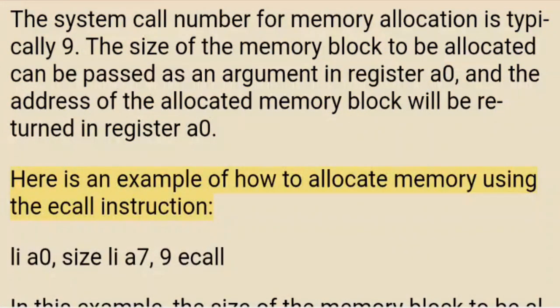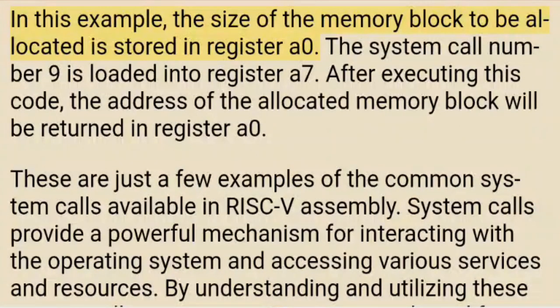Here is an example of how to allocate memory using the ecall instruction. li a0, size li a7, 9 ecall. In this example, the size of the memory block to be allocated is stored in register A0. The system call number 9 is loaded into register A7. After executing this code, the address of the allocated memory block will be returned in register A0.